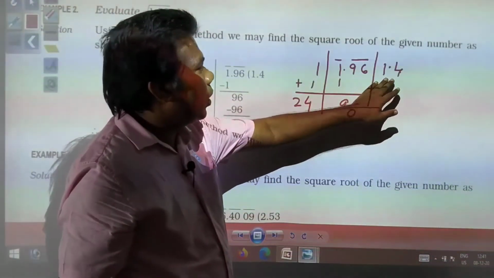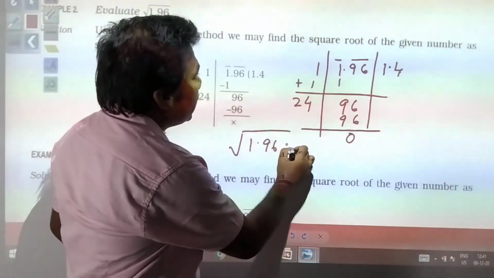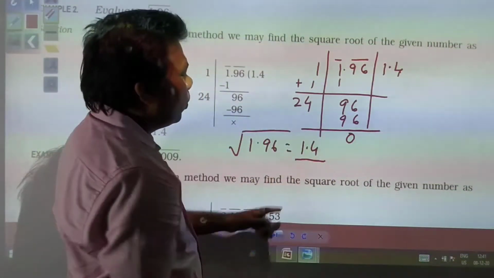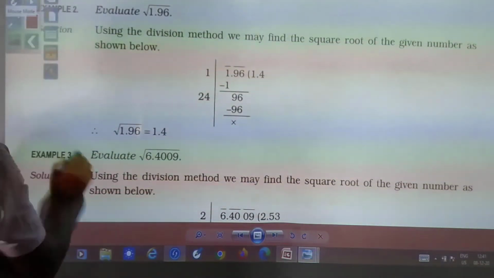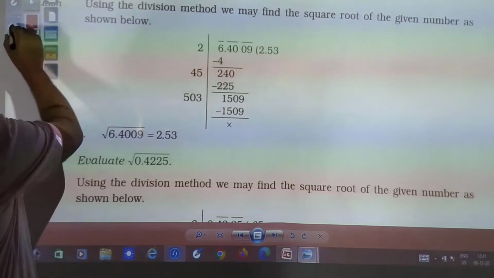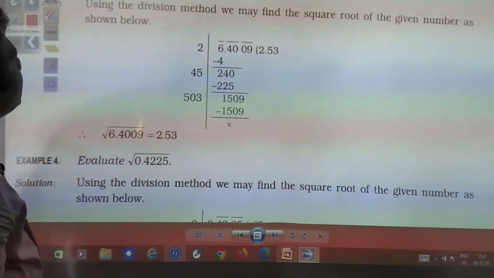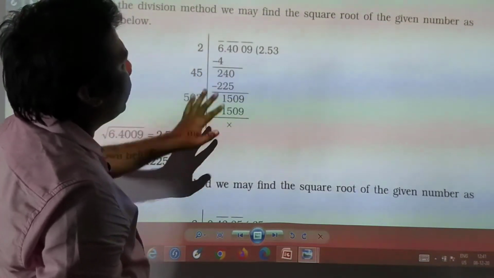So finally you have got root under 1.96 is equal to 1.4, and this is your answer. Next you see, the square root of 6.4009 you need to find out.